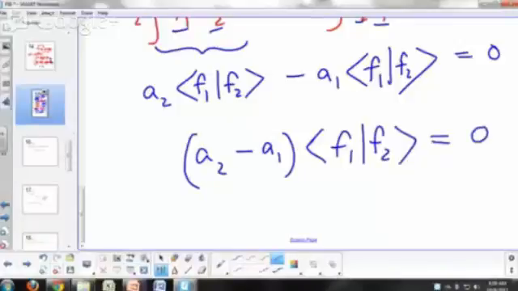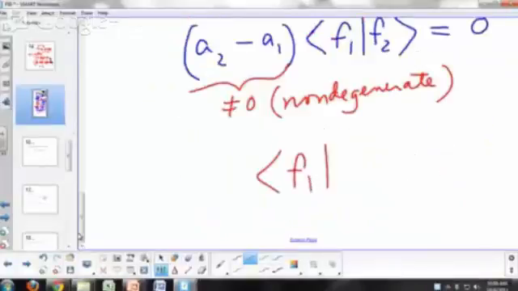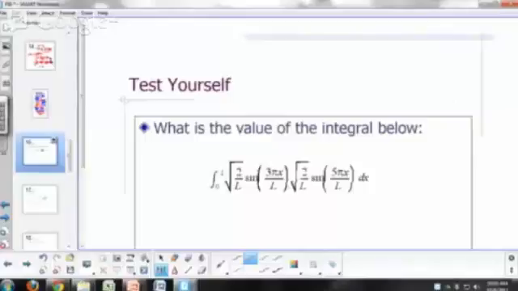Okay? Product of two things is equal to 0. That means one or the other or both are 0, right? But what do we already know? This is not equal to 0 because we said that we have non-degenerate eigenfunctions, right? So if that first factor is not equal to 0, then what did we just prove? That the bracket f1, f2, that integral right there, is equal to 0. And what we just did was prove that f1 and f2 are, what's the word? Orthogonal.